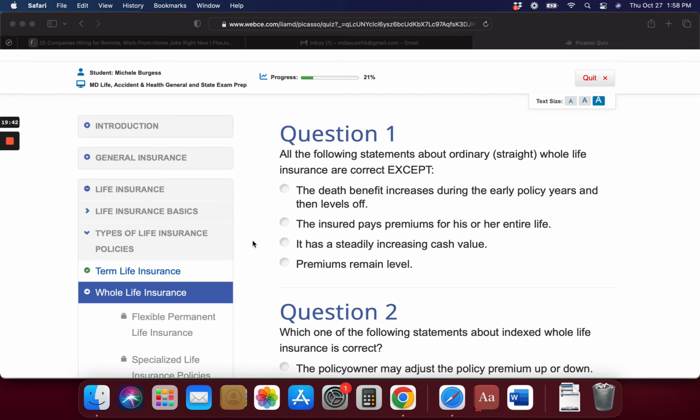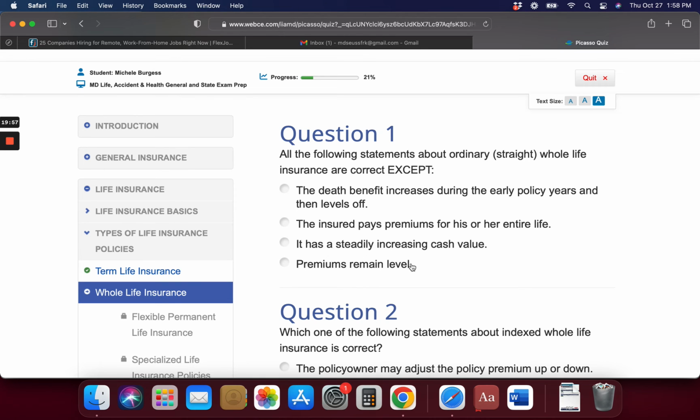Okay, everybody, so here are the four questions for this chapter. All the following statements about ordinary straight whole life insurance are correct. Which one is wrong? I want to say premiums remain level.